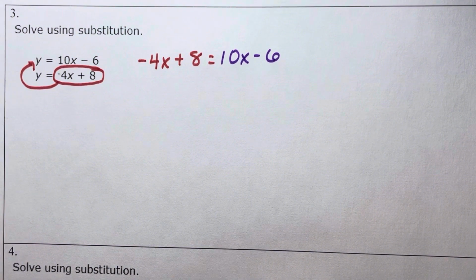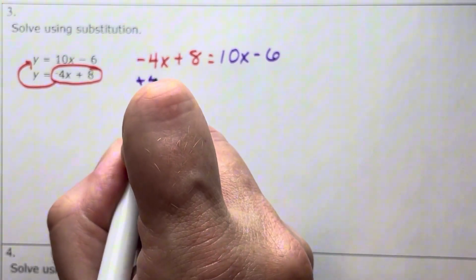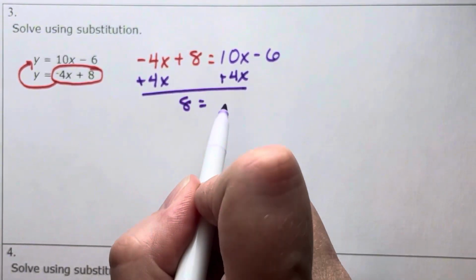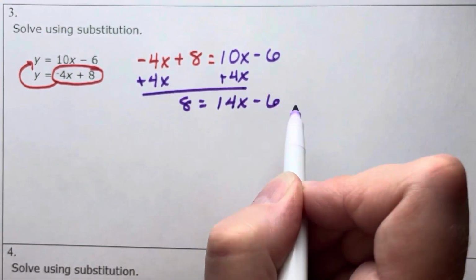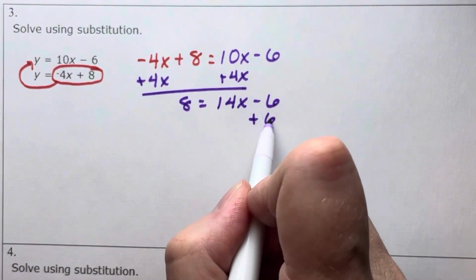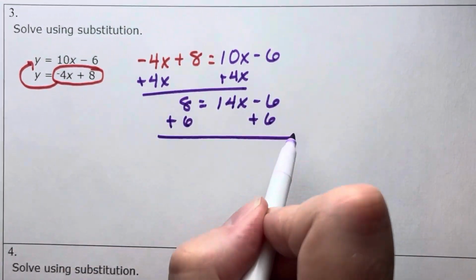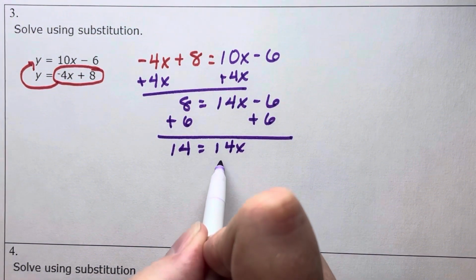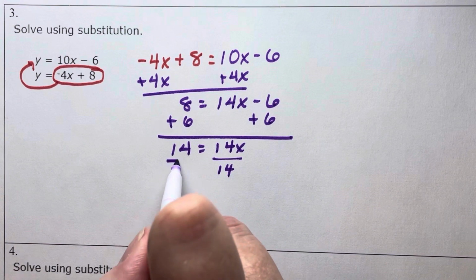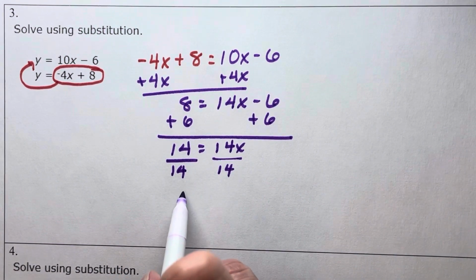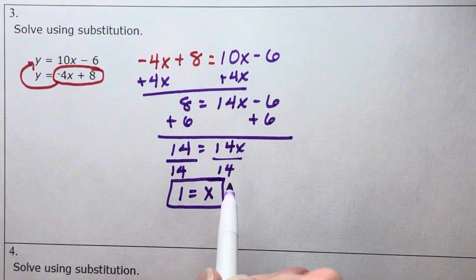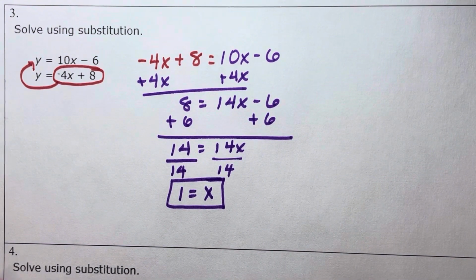Let's see what we get. So I'm going to add 4x to both sides of the river, giving me 8 equals 14x minus 6. I'm going to add 6 to both sides of the river, giving me 14 equals 14x. And finally, I'm going to divide by 14 on both sides of the river so that 1 equals x. I'm not going into a whole lot of detail in that solving process. I'm hoping that you're a master at that by this point.